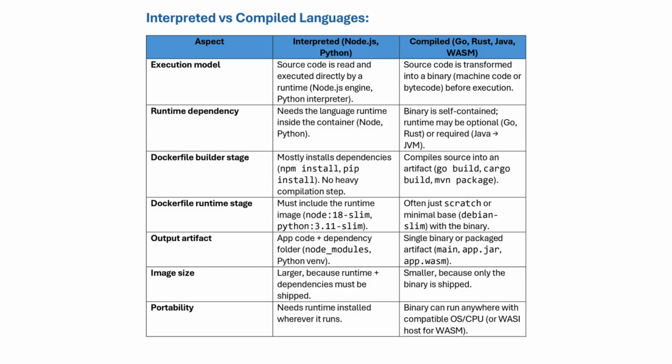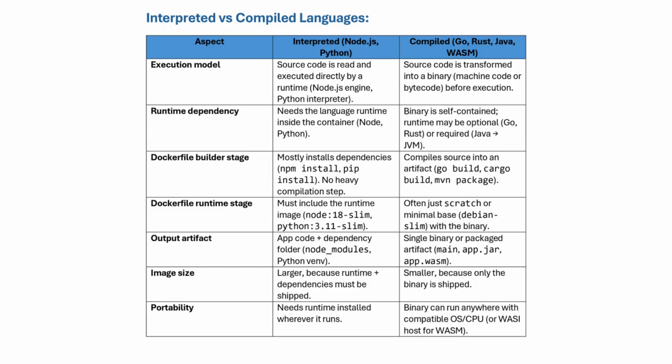Whereas in compiled languages, the application or code is first compiled into a single binary or a single packaged artifact, that is main or app.jar or app.wasm, because only when the app is in that single packaged format can it be turned into binary or machine code. So the application is compiled into a single artifact, then that artifact is transformed into binary machine code or bytecode before its execution.